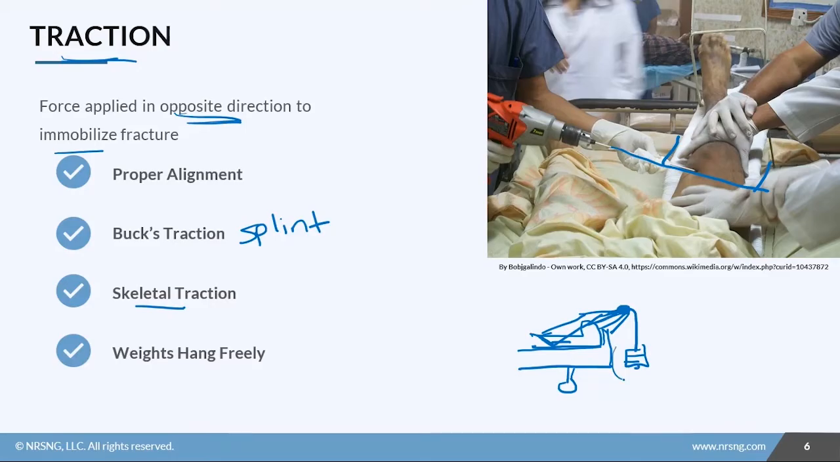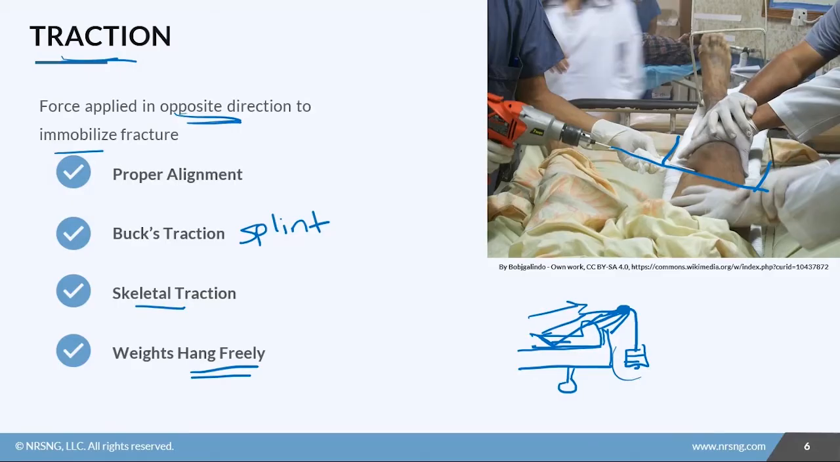So this weight is my traction force, and it's going to pull the leg outward away from the body so I can align and immobilize that fracture. Now, the orthopedic doctor decides how much weight is required. So the big thing that you just need to know is that the weights need to hang freely off the bed. You shouldn't let them hit the floor. You shouldn't pick them up.